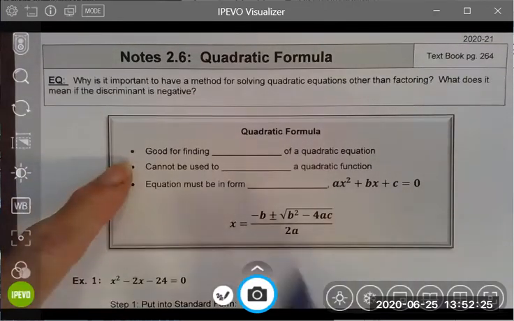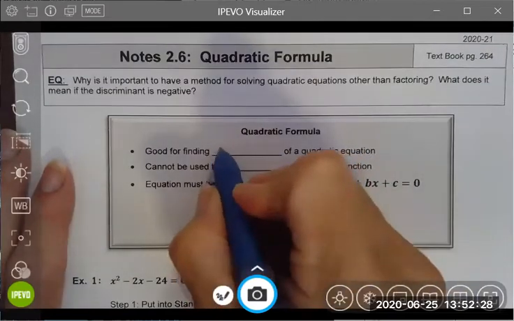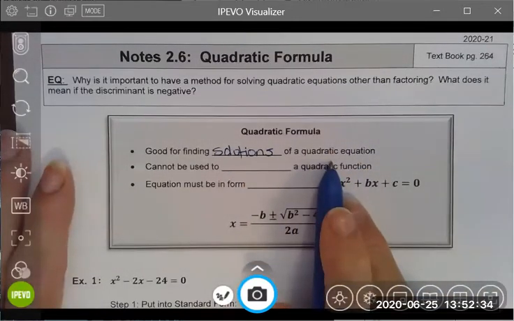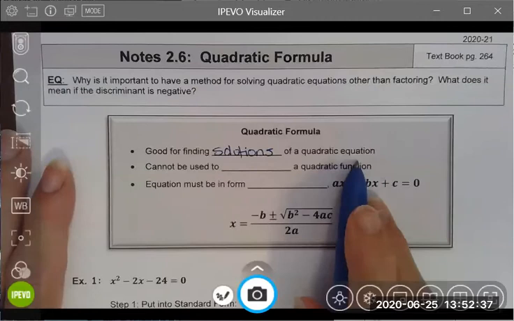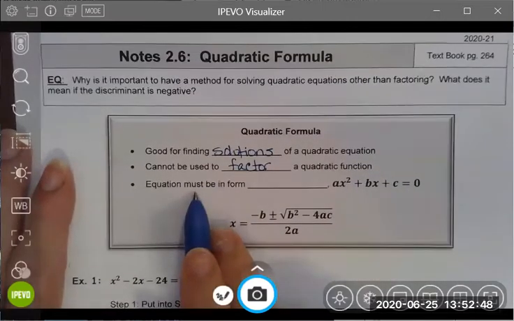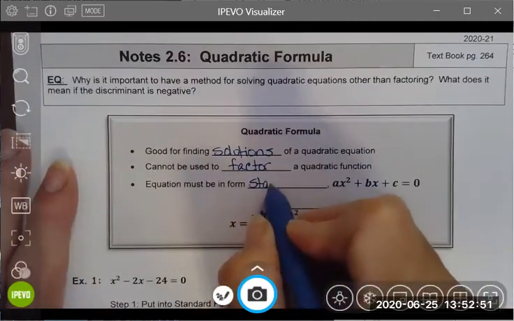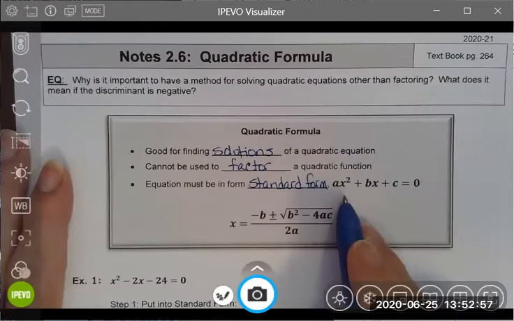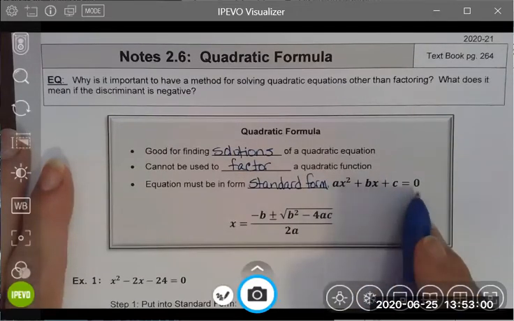So let's just quickly review that the quadratic formula is good for finding solutions to an equation. Again, you cannot factor with the quadratic formula, but it's very handy for finding those realistic solutions that are not pretty numbers or whole numbers. It cannot be used to factor. We just said that. So don't try to factor. And the equation must be in standard form before we can start manipulating. And just to recall, standard form is ax squared plus bx plus c equals 0, because we're finding solutions. Solutions are x-intercepts that occur when the value of y is 0.